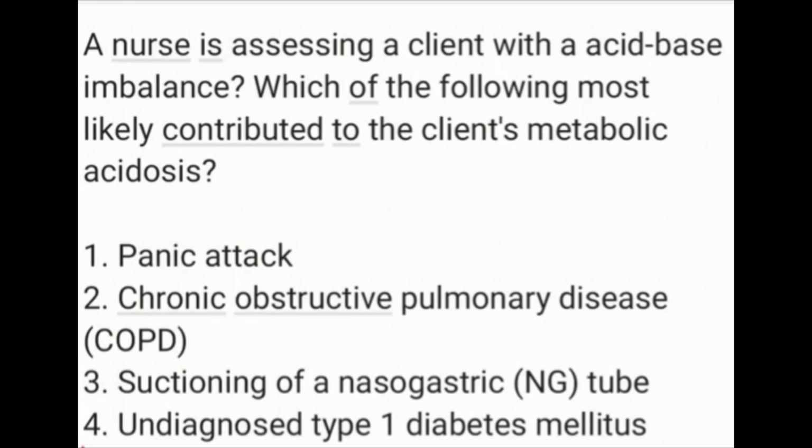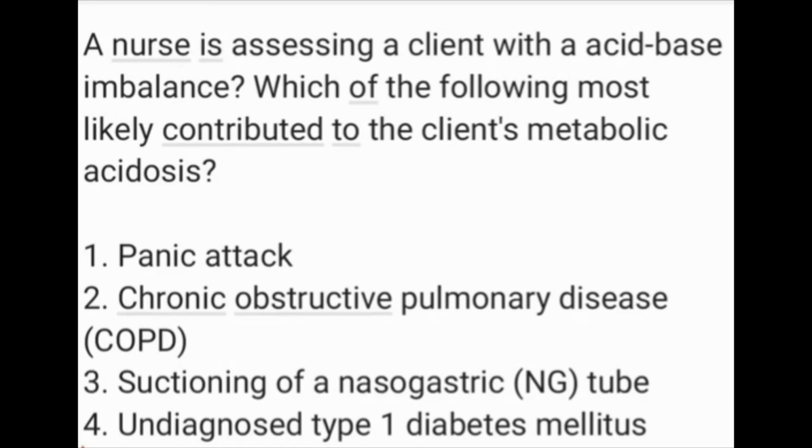So let's walk through this here. Clients with undiagnosed type 1 diabetes are at risk for a complication called DKA, or diabetic ketoacidosis, which can put them into metabolic acidosis. In DKA, there are too many ketones built up in the body, and the ketones are an acid.